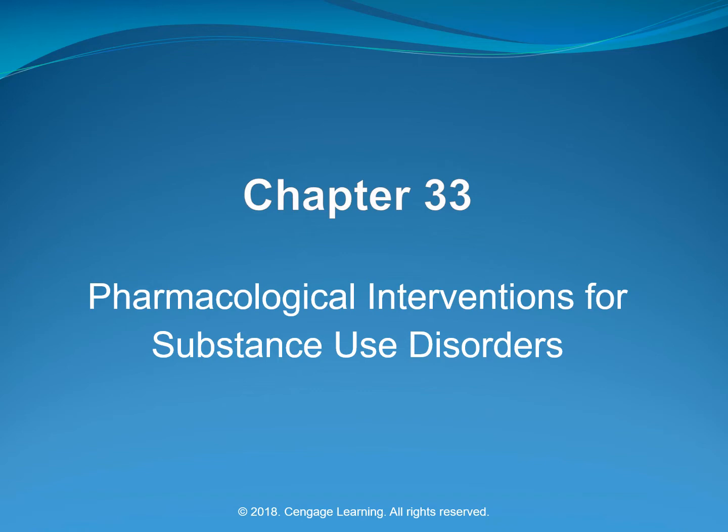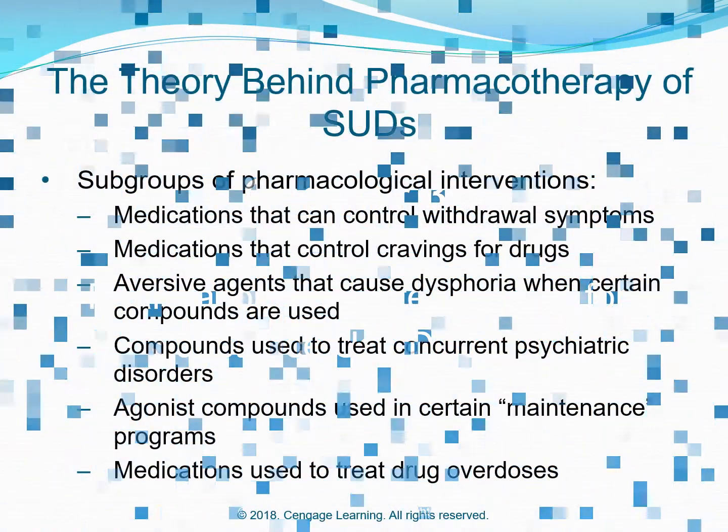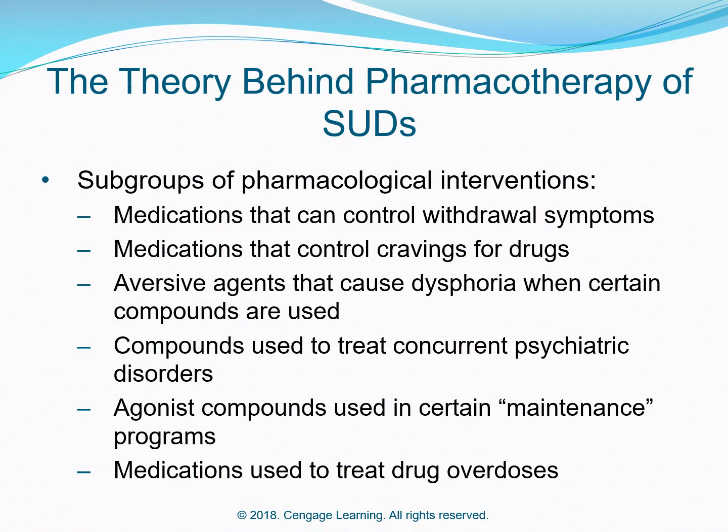Hello, so this is Chapter 33, Pharmacology Interventions for Substance Use Disorder. The theory behind pharmacotherapy of SUDs. Subgroups of pharmacological interventions: medications that can control withdrawal symptoms, medications that control cravings for drugs, aversive agents that cause dysphoria when certain compounds are used, compounds used to treat concurrent psychiatric disorder, agonist compounds used in certain maintenance programs, and medication used to treat drug overdose.